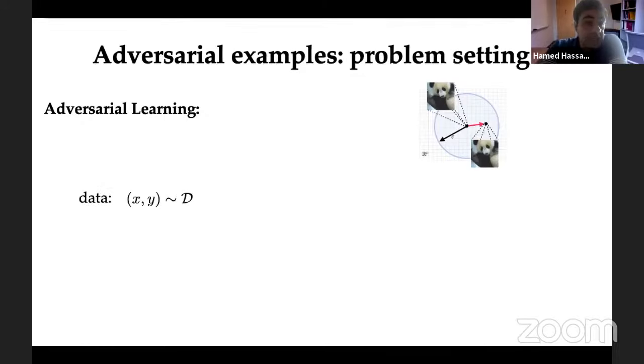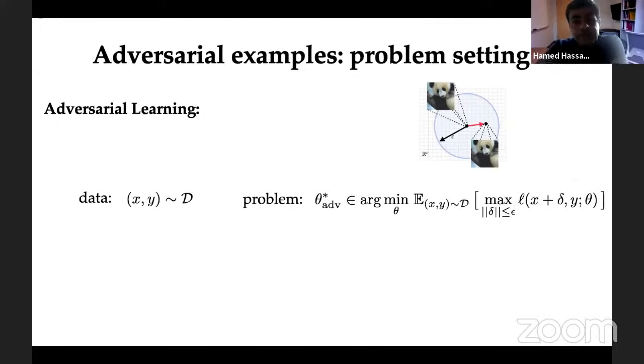So, in adversarial learning, the data is the same. The distribution of data would be the same. However, at test time, there are adversarial examples. So what does an adversarial example mean? Let's look at the inner maximization problem. For every data point that we see, we go over a ball around that data point of radius epsilon, that is, the norm of delta being less than epsilon. We search over this ball for the worst-case perturbation that maximizes the loss. This is just the inner maximization problem. You should think of this ball as a very small ball around every data point.